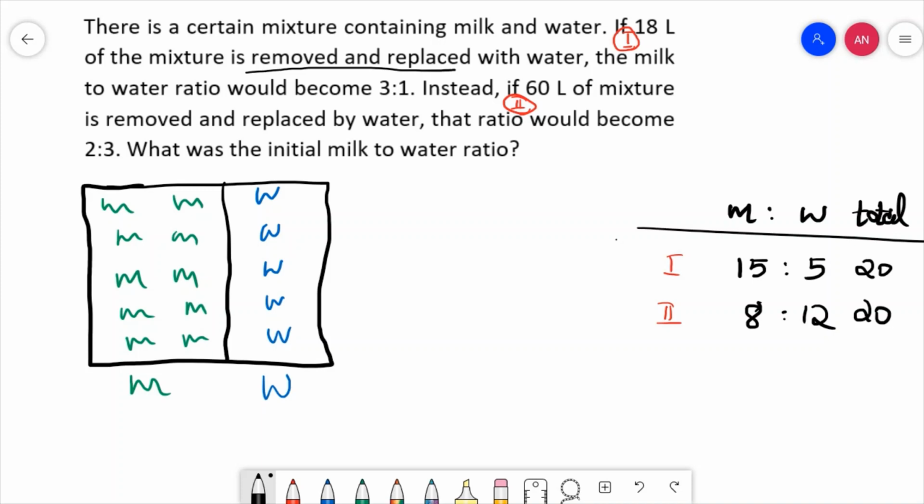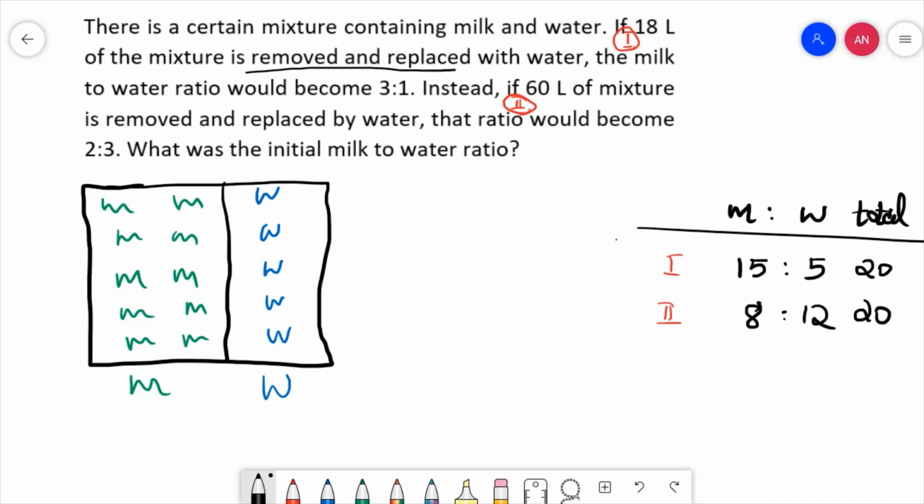Now we have to understand that this mixture will be totally mixed up, so we cannot see the milk and water separately. But we are going to make use of this figure, and you will see how it is going to help us. We'll come back to this later. So let's go to the first condition.